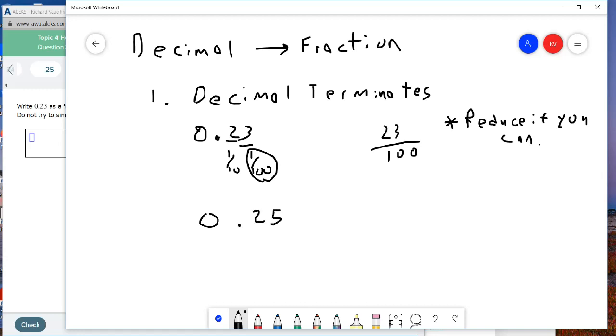0.25. When I do the same thing that I did in the previous example, I'd get 25, ignore the decimal, now count 1, 2 places. So 1, 2 zeros, 25 over 100, and this fraction can be reduced because I can divide the top and the bottom by 25 and get that simpler fraction, which is equivalent to 1/4. Right, so if the decimal terminates, we're going to use place value to put it over the appropriate power of 10 and then reduce if you can.